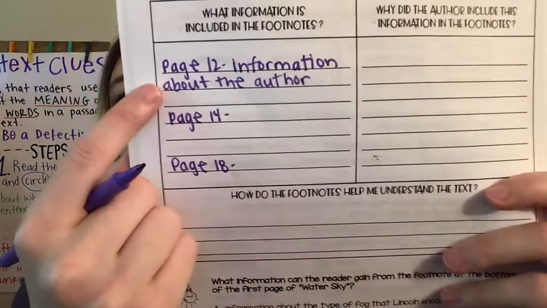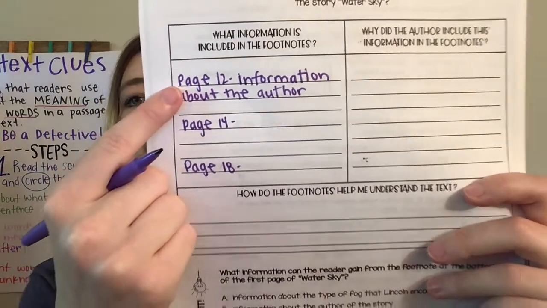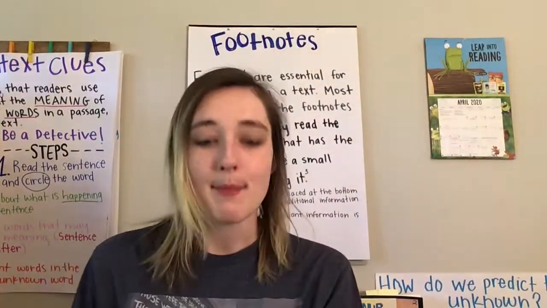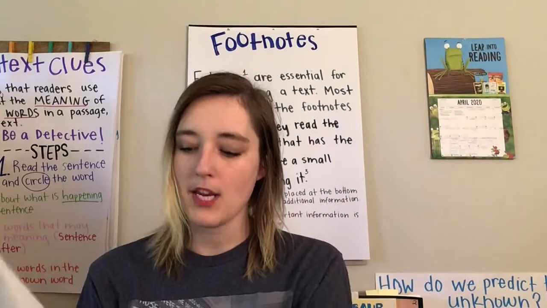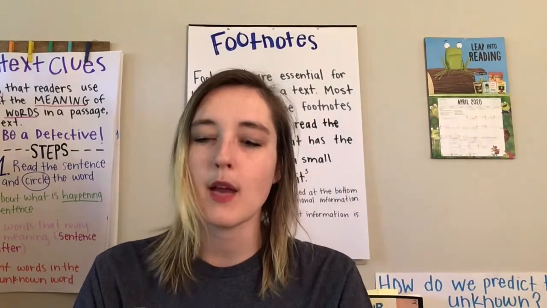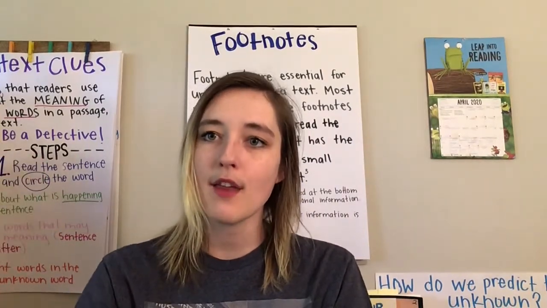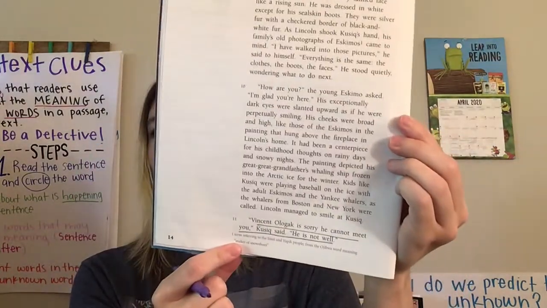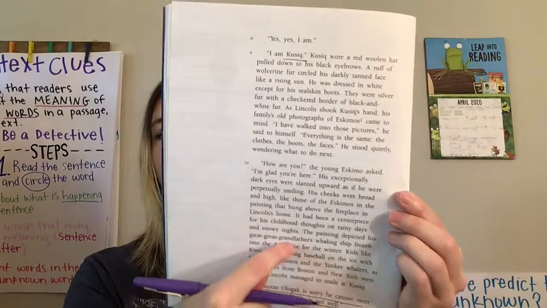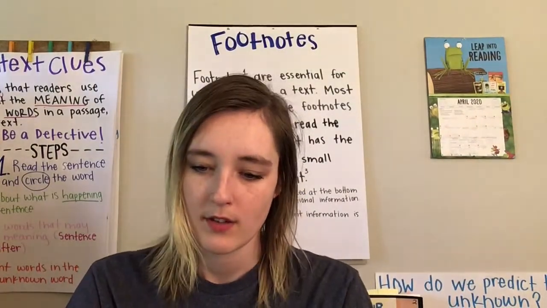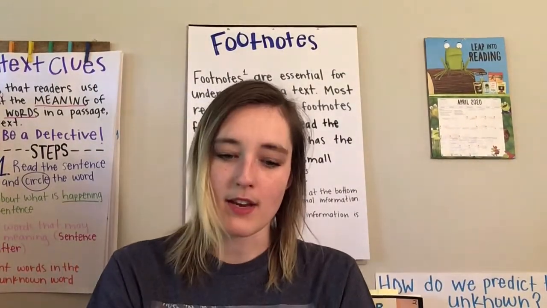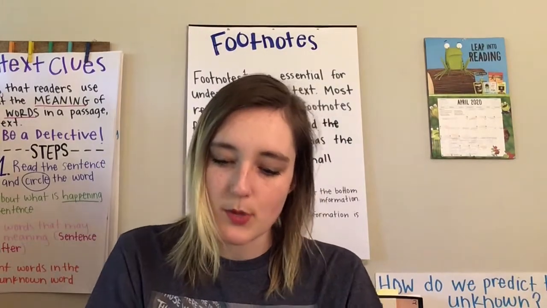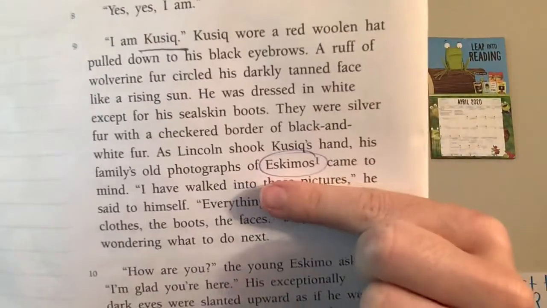So for page 12, what I just wrote down was information about the author. Now the next footnote is on page 14, so turn to page 14. I'm going to scan through my page and see where the superscript is, because I know the footnote is down here, but I want to find where it is in the paragraph. Okay, I found it in paragraph 9 next to this word right here.